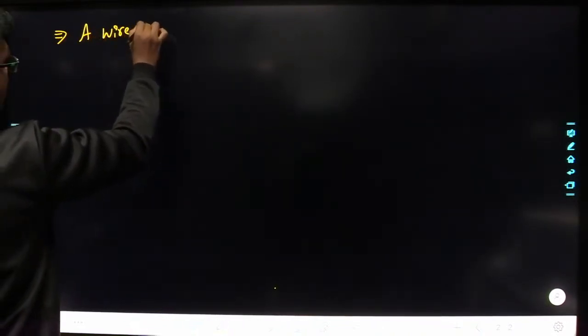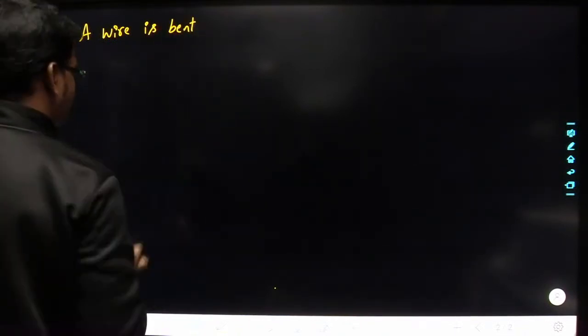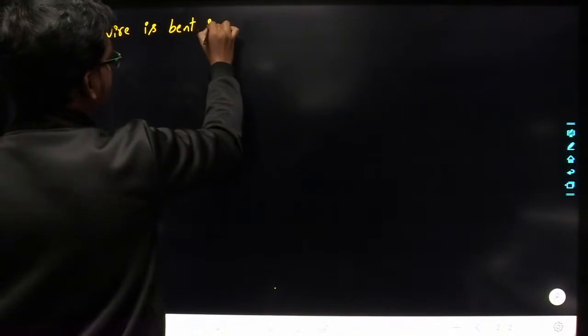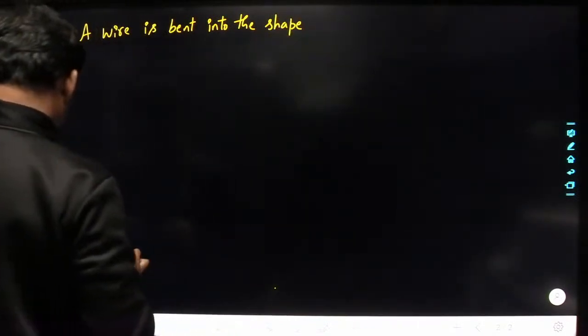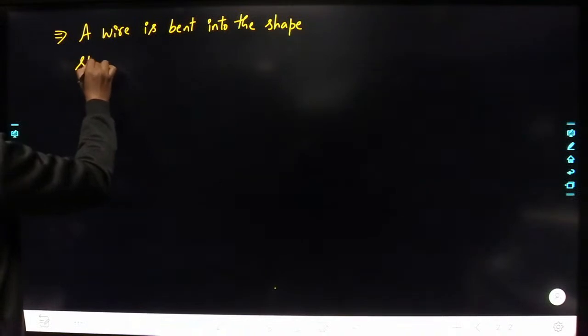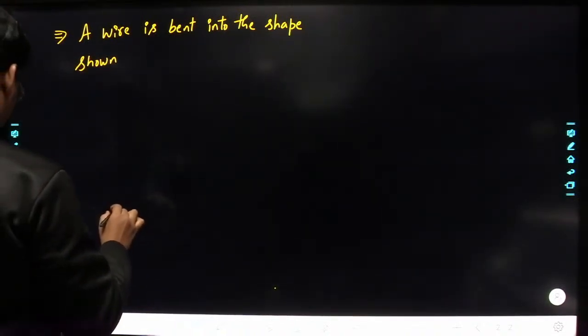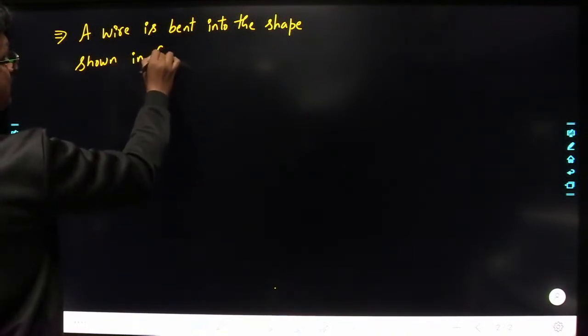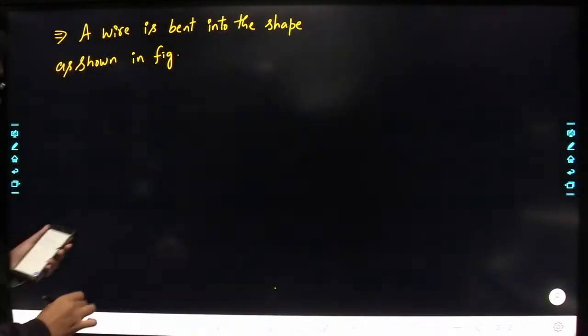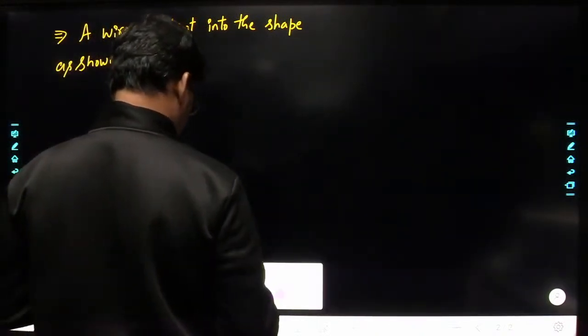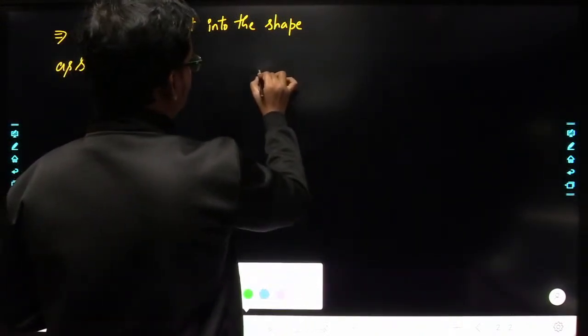Next problem, write it down along with me. A wire is bent into the shape as shown in figure. Here they have given a figure.